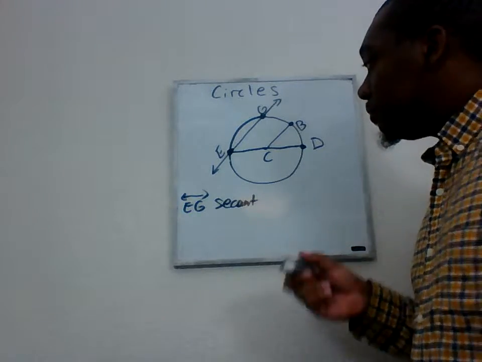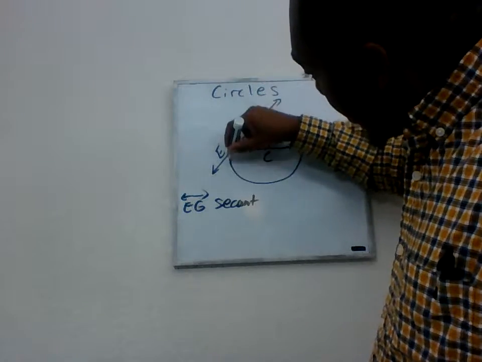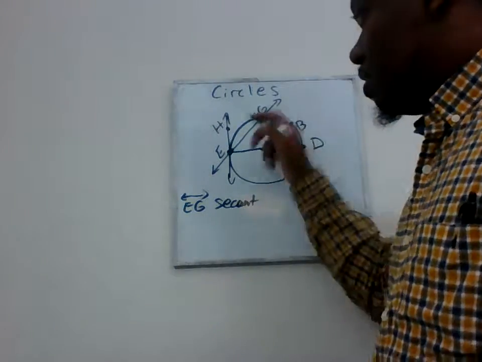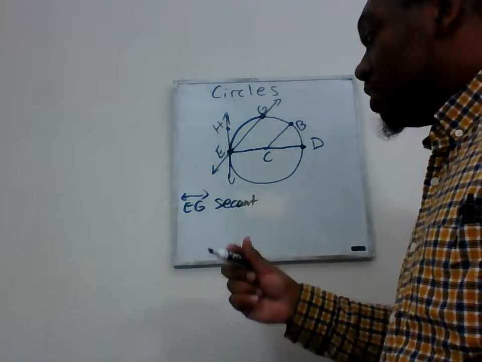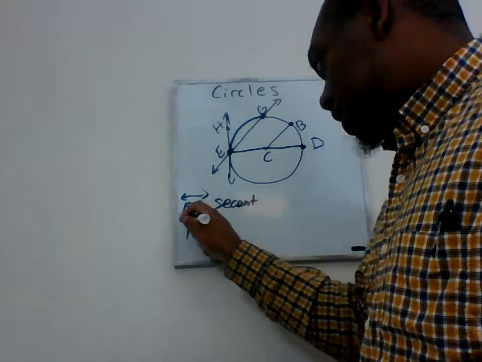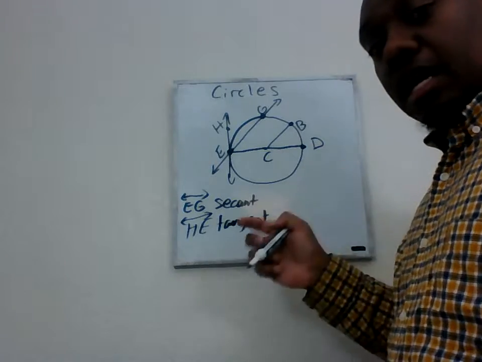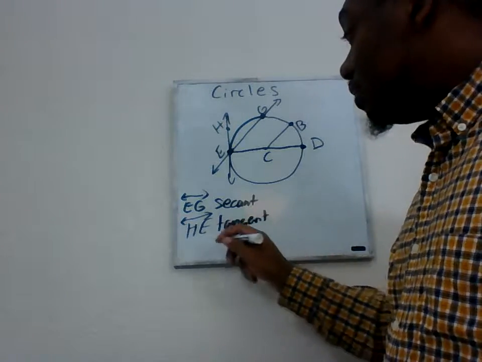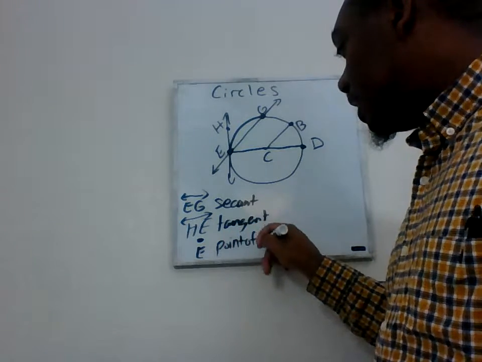Okay, well, we also have another line, and I'll draw it here. Put H here. This line here intersects the circle at exactly 1 point. If it intersects the circle at exactly 1 point, it's known as a tangent line. So line HE is a tangent line. And the point in which it is tangent, or the point in which it intersects the circle, that one point, is known as the point of tangency. So point E will be the point of tangency.